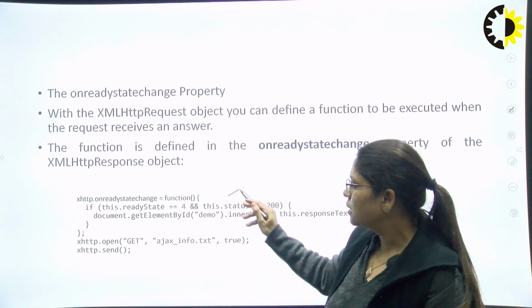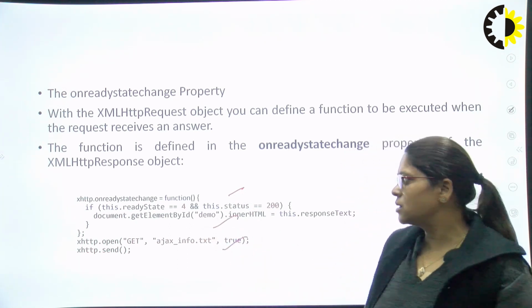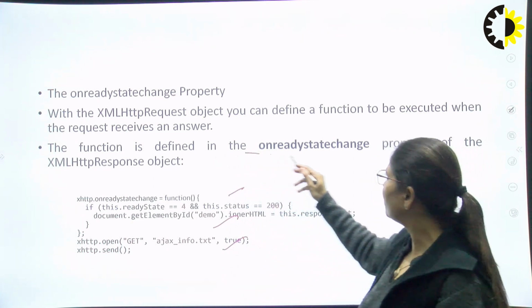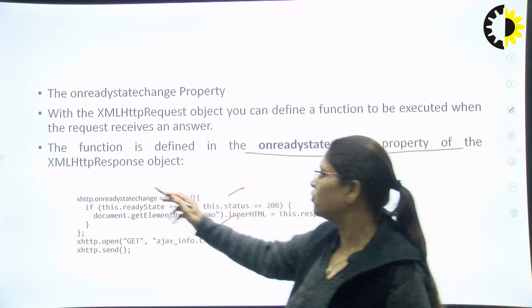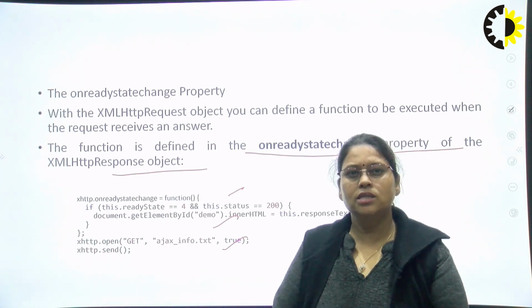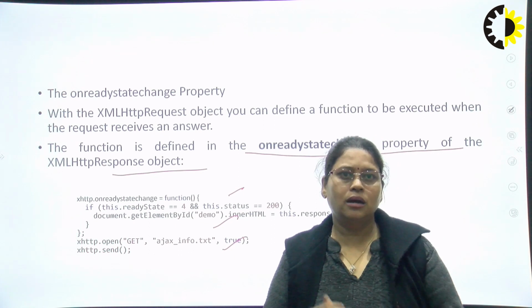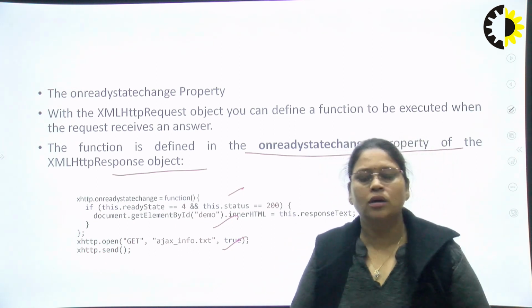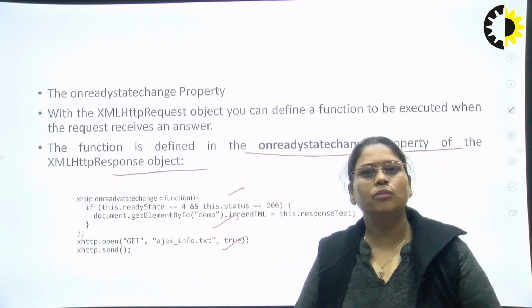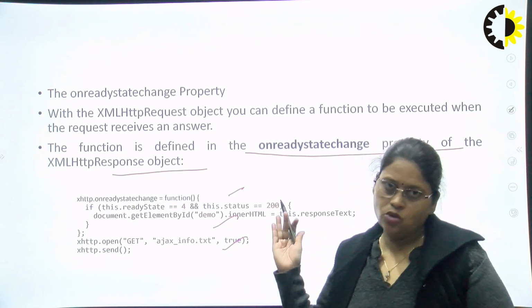This is the onreadystatechange method. The syntax of this method is that it is defined on the onreadystatechange property of the XML HTTP request object. So this is all about how we can display information without reloading the whole page through this Ajax technology.